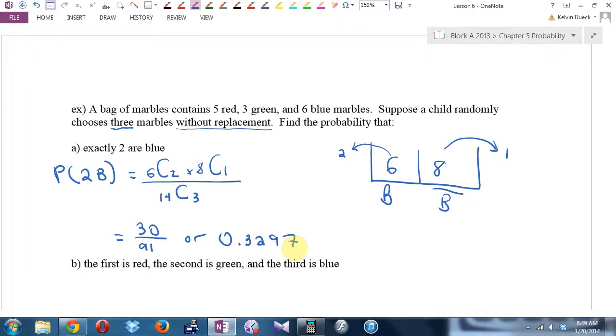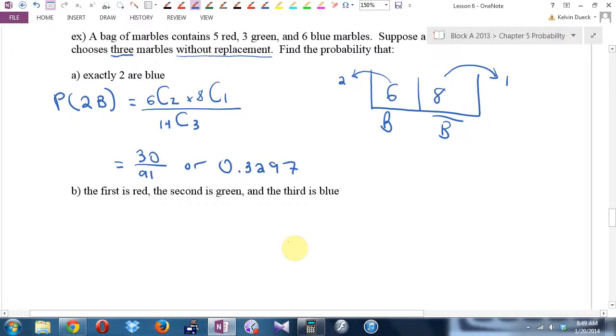Okay. Why did I use choose? I don't think the order mattered here. Now, compare that with B. What does B say? First is red, second is green, the third is blue. Here, I think you'll agree with me, Kayvon, the order matters.